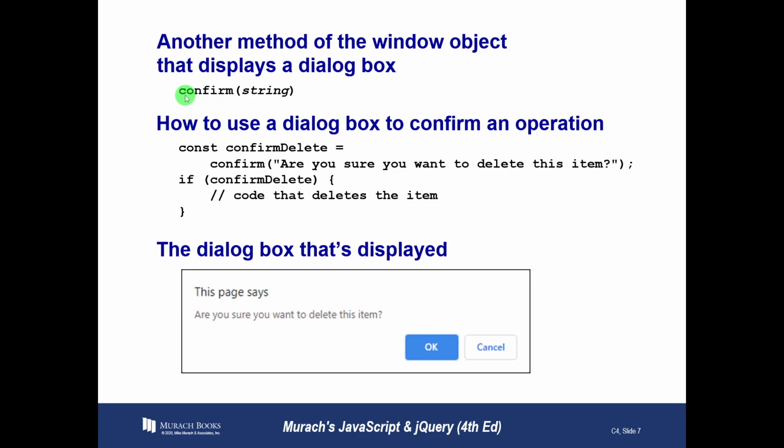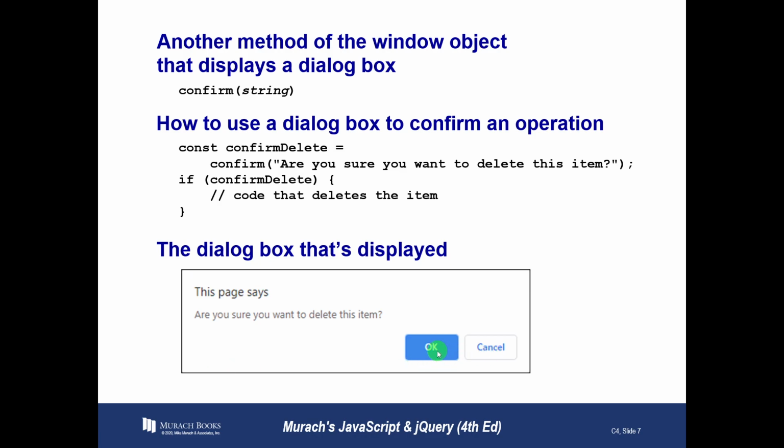So the way we use confirm is we just say confirm, and then inside the parentheses, we provide a string. And this basically pops up a dialog box that has an OK button and a cancel button. So let's take a look at this. We're creating a constant called confirmDelete. And then we call that confirm method of the window object, and we're providing it a string that says, are you sure you want to delete this item? Okay. So that pops up the dialog box, and the user has a choice of clicking OK or cancel.